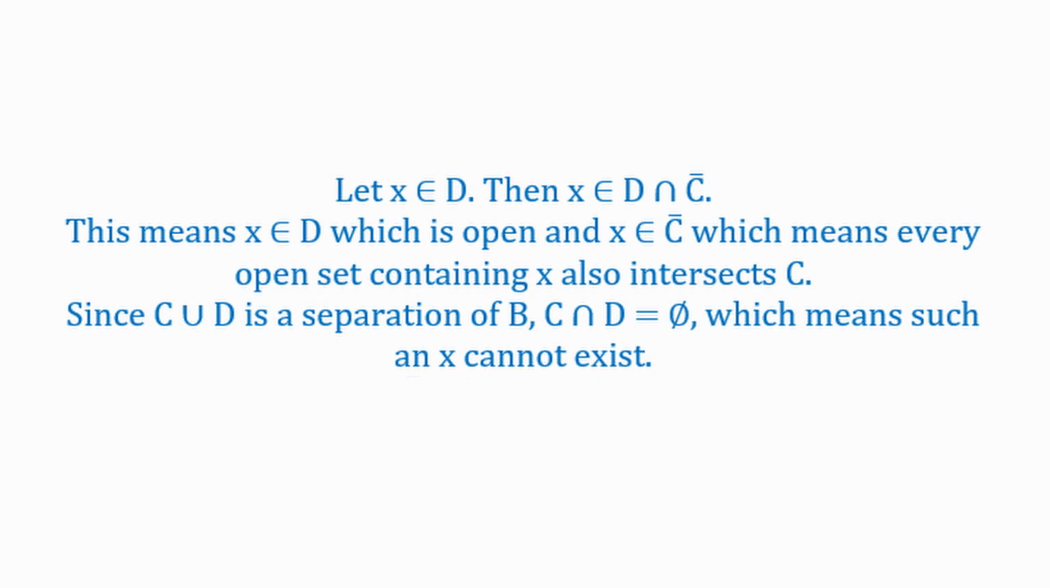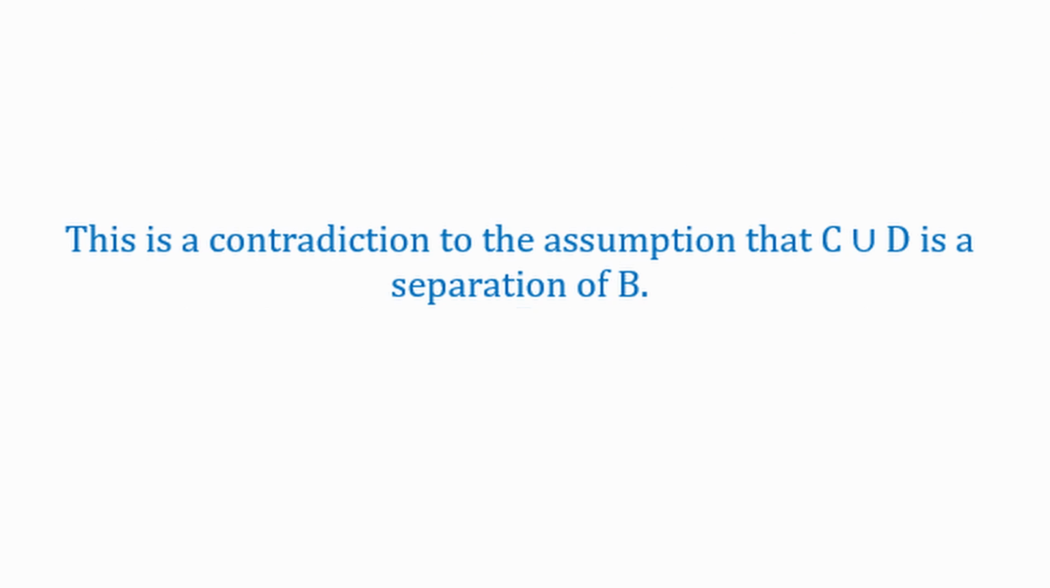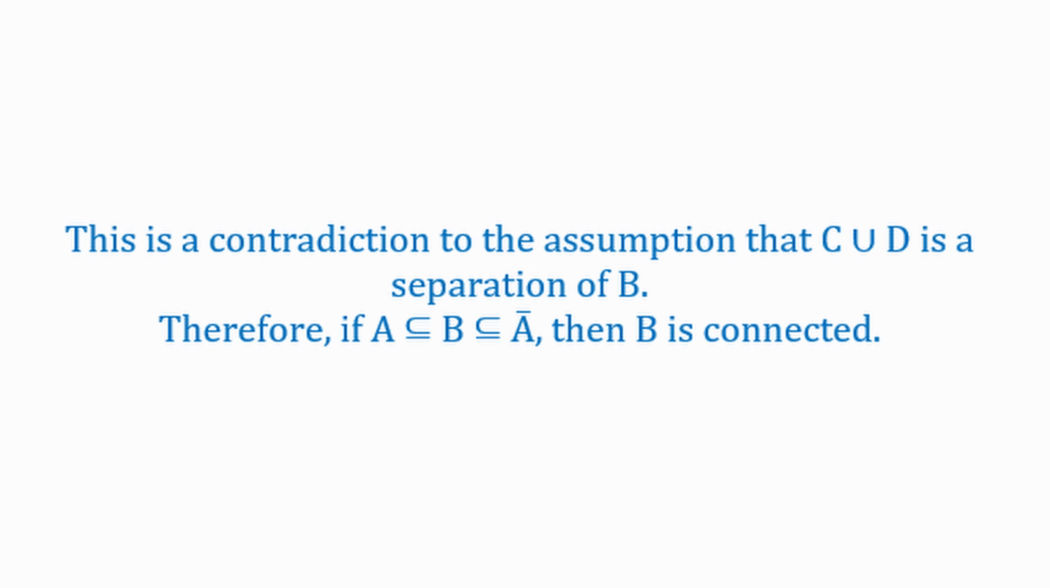But since C union D is a separation of B, C intersect D is the empty set, which means that such an X cannot exist. So C closure intersect D is the empty set, which then implies that D is also the empty set. And since we now have that D is empty, this is a contradiction to the original assumption that C union D is a separation of B. Therefore, if A is a subset of B, which is a subset of A closure, then B is connected.